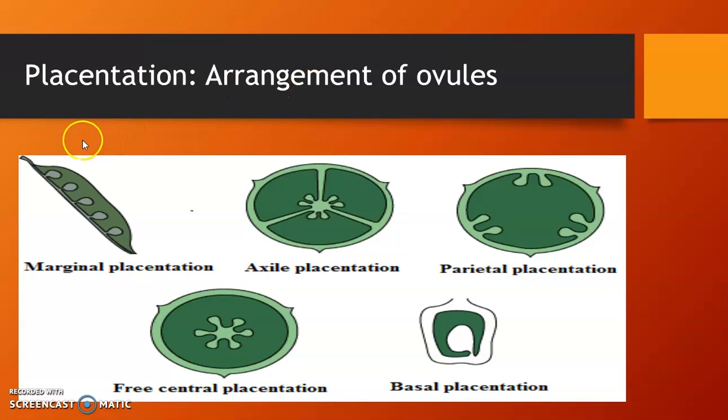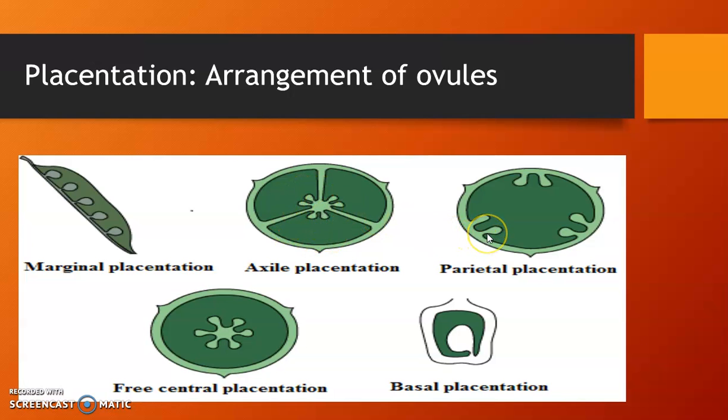And next we will come to the arrangement of ovules. So there are 5 types. Ovules will become seeds. So the arrangement of ovules is said to be placentation. So the first one, the ovules are arranged at the margin of the ovary. So it is said to be marginal placentation. And when the ovules are arranged in the center part, it is said to be axial placentation.